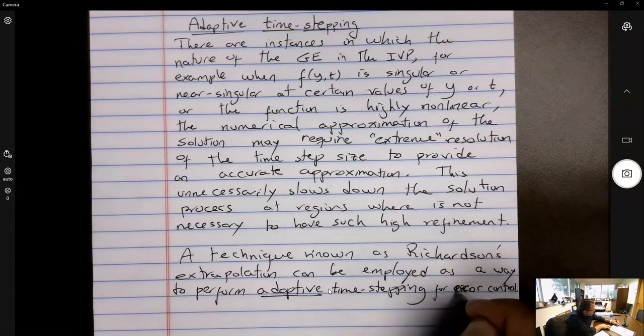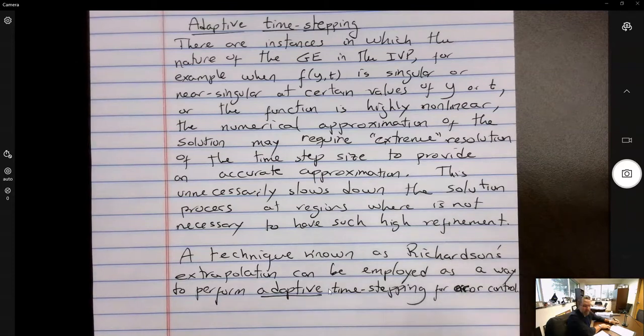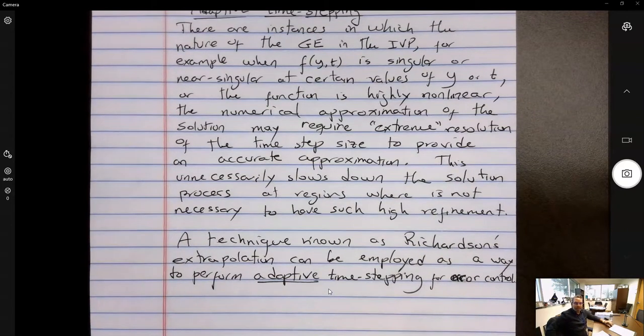So the idea is that we are going to try to predict when the error is going to get high, and at that point we make the delta t smaller, and then in regions where we know that the solution is well behaved and smooth, we bring the delta t up as high as possible, so that the solution process is efficient.